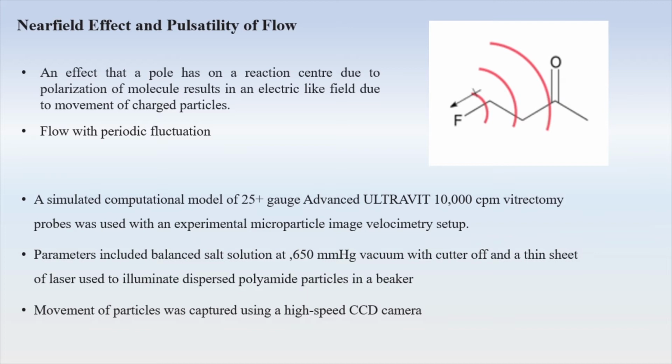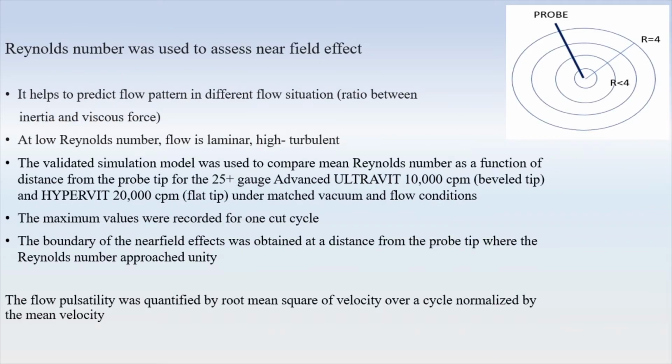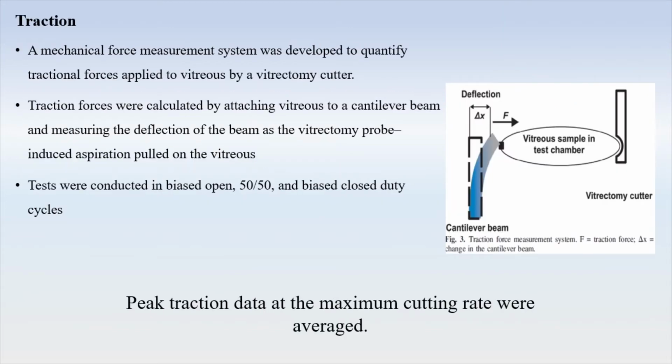To measure near field and pulsatility of the flow, they used a simulated model where they have charged particles, and the movement of these particles was captured with a CCD camera. And the Reynolds number was used to assess the near field. The Reynolds number is just a number which says whether a flow is laminar or turbulent. And pulsatility of flow was quantified by root mean square of velocity.